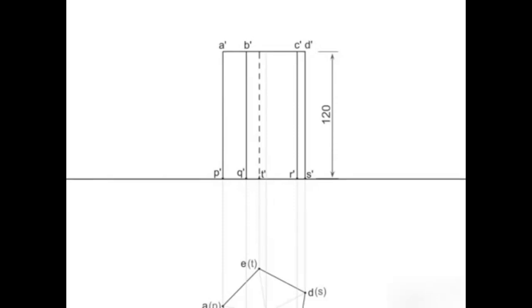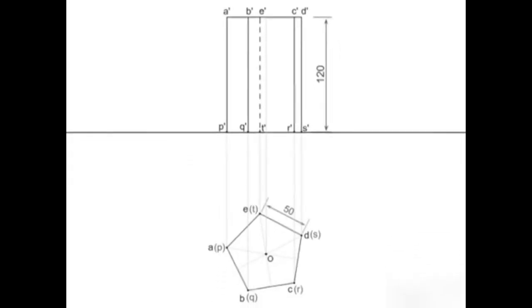A dash, B dash, C dash, D dash and E dash. Here A dash, B dash, C dash, D dash, E dash is the top face of the prism in front view. So, here we are with a complete view of the given pentagonal prism.